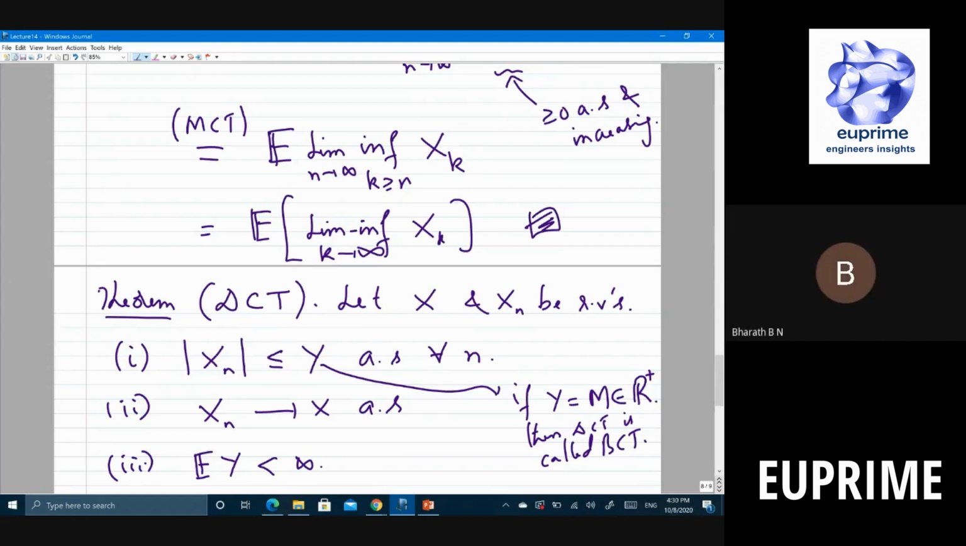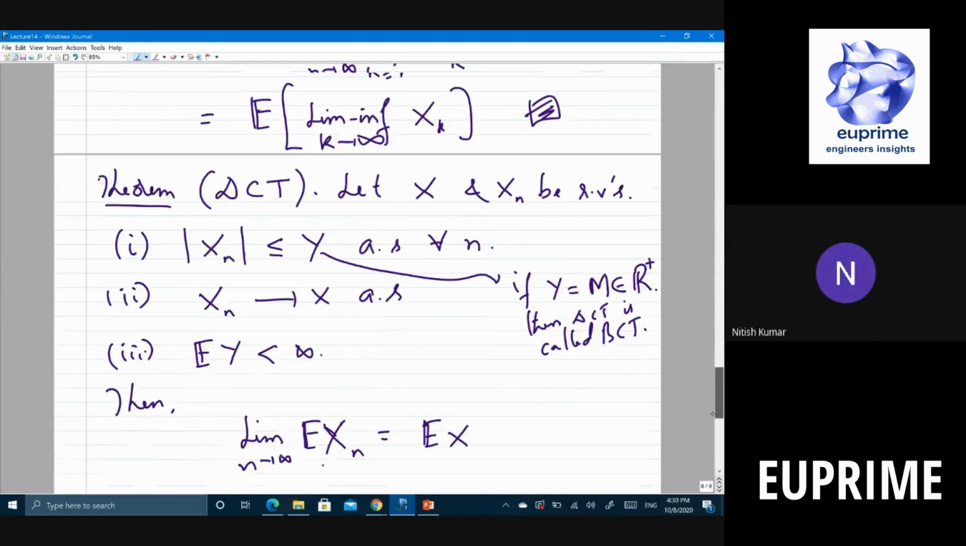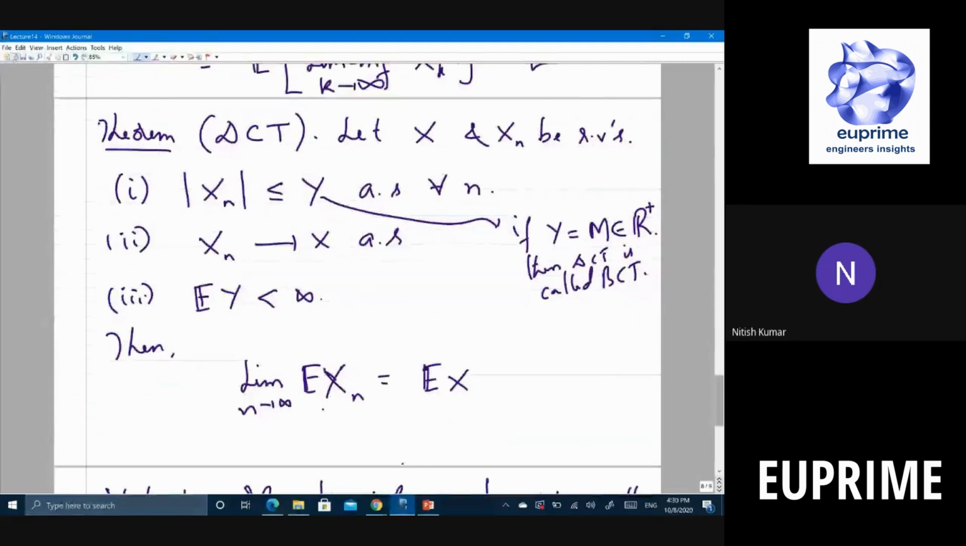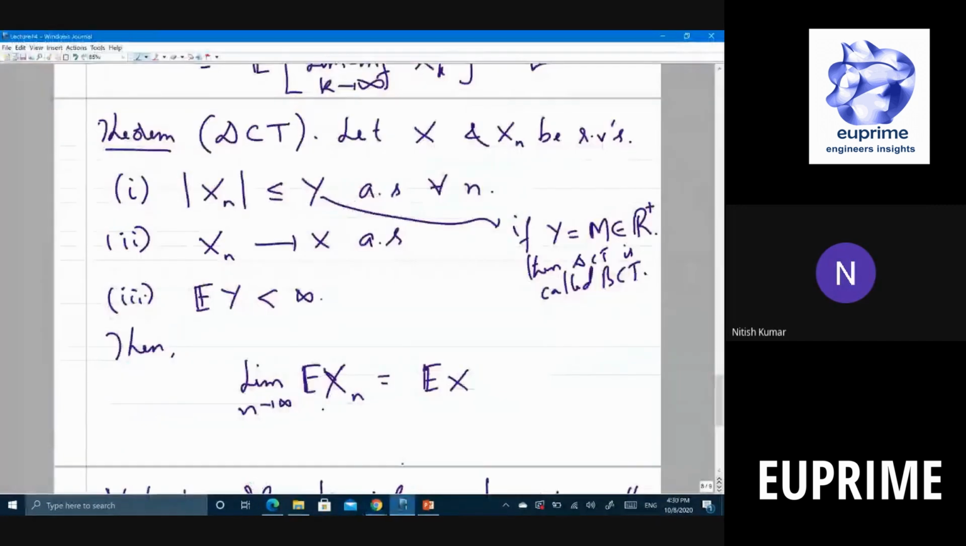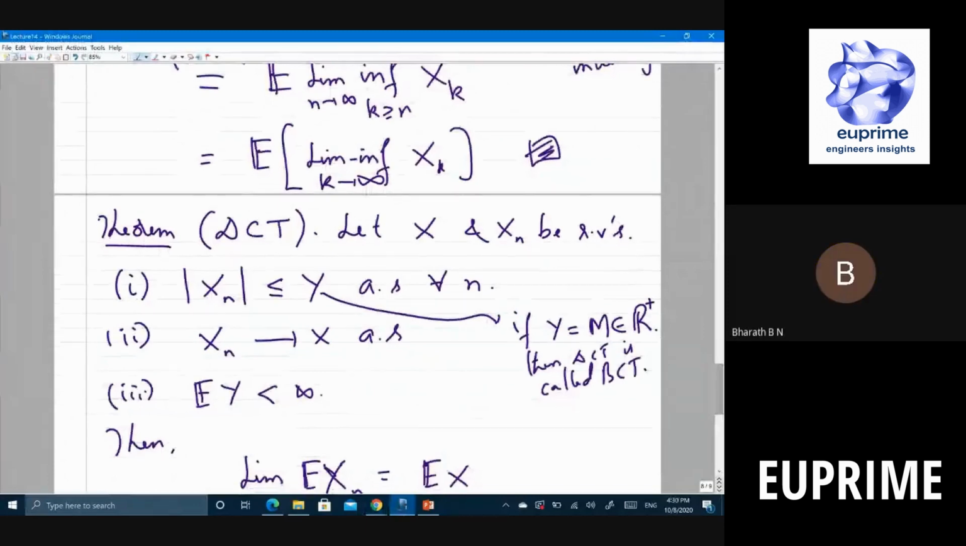So this is something that is quite useful, BCT. One more time, repeat, sir. BCT, bounded. So if instead of a random variable Y, you assume a number, for example 3 or 4, some M, finite, then this theorem is called BCT, the bounded convergence theorem.